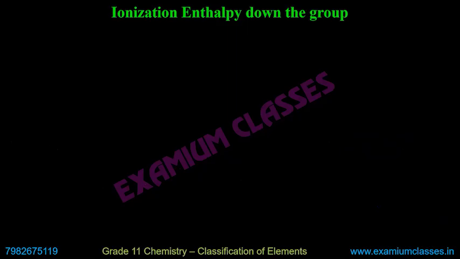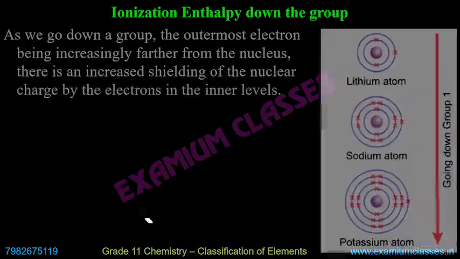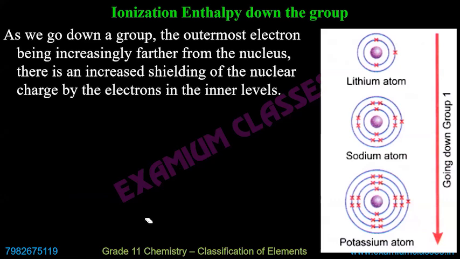Now, ionization enthalpy down the group, if we move from top to bottom, then what will be the ionization energy? Here, just a new shell is introduced. So if you talk about the second period, third period, fourth period, second period means valence electron will be in second shell. Third period elements will have valence electron in third shell, and so on. So because one shell is introduced, the electron becomes far away from the nucleus.